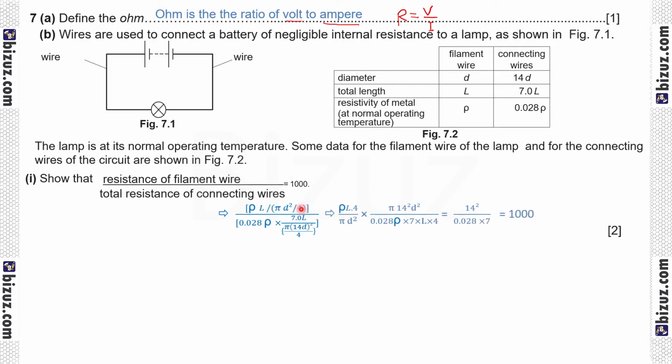Then if you simplify this and write the ratio this way, rho L times 4 divided by pi d square, that is this part, and after that if you divide by this part, we can write it as pi 14 square d square divided by 0.028 rho multiplied by 7 L multiplied by 4, which is 1000. That means the ratio of resistance of filament wire to total resistance of connecting wire is 1000.